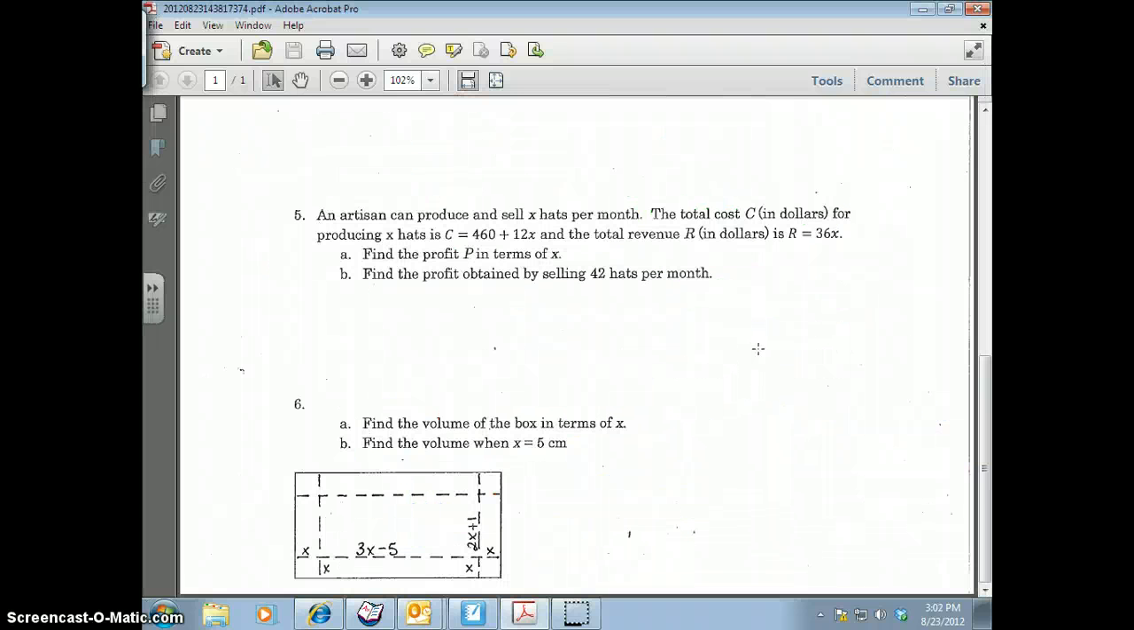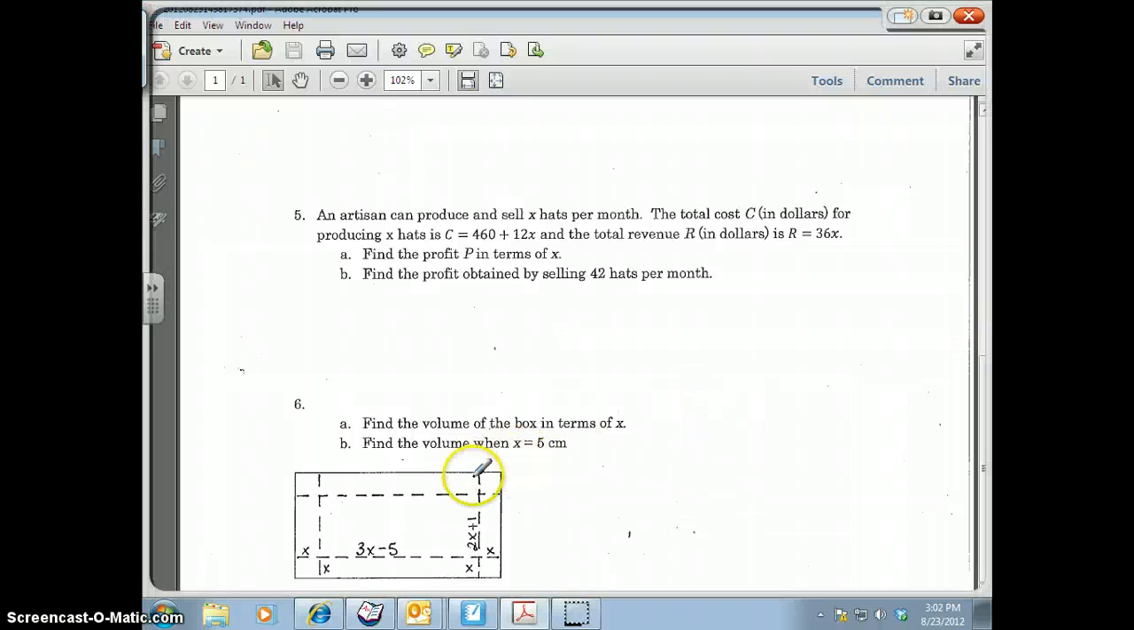And finally, we have a box problem. Find the volume of the box in terms of x. Now this box has been flattened out, so you have to imagine cutting off these corners right here and folding the sides up to create a box. When you do that, the height of the box is going to be from this piece to right here.